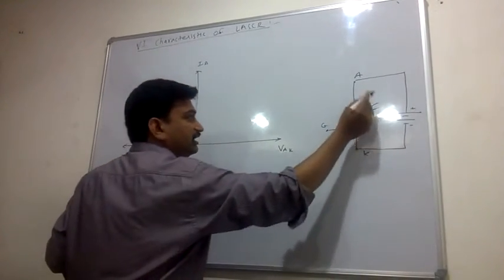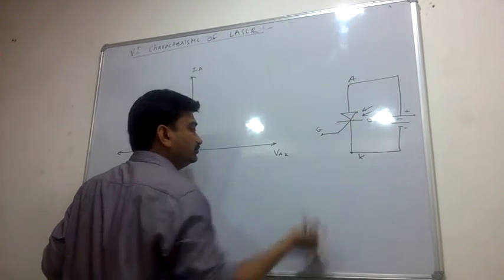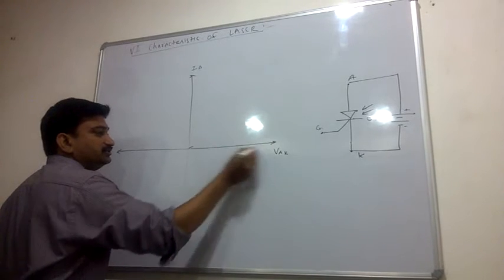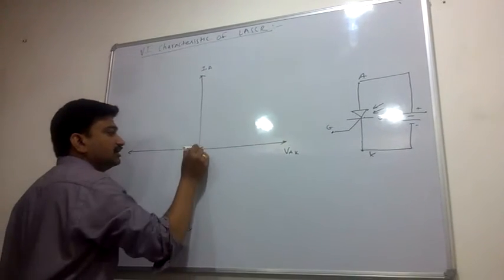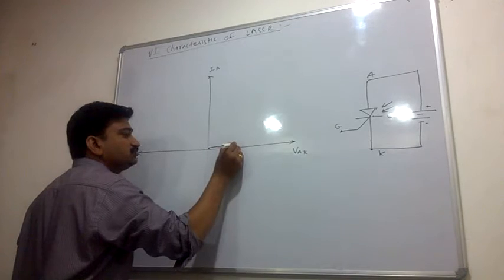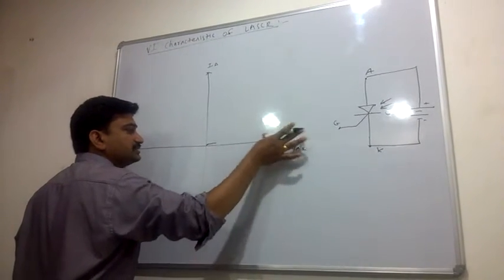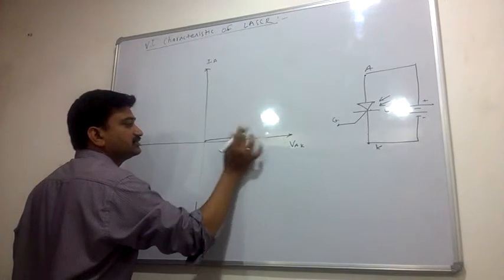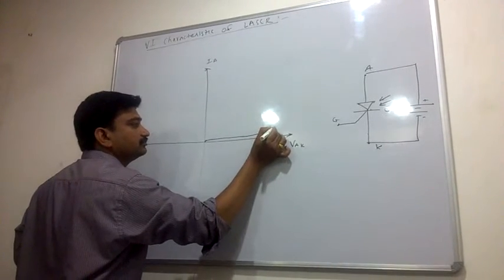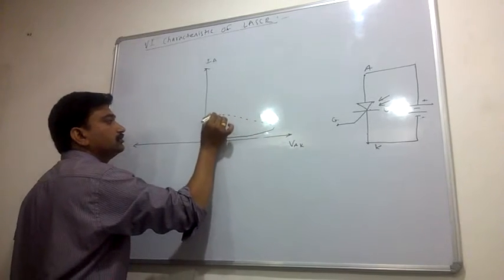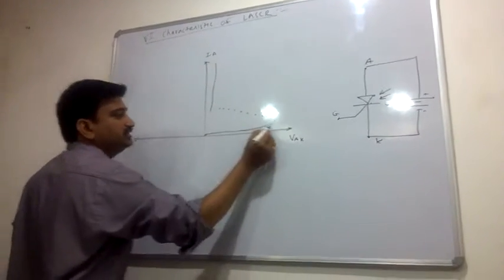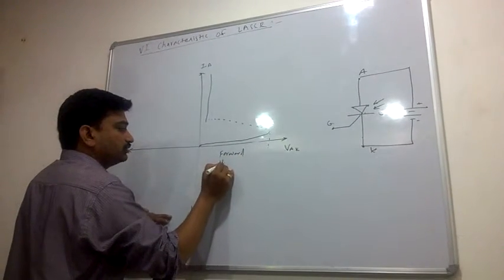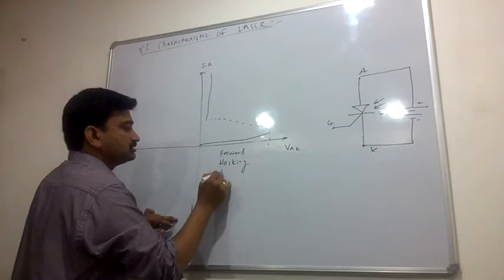Now if the intensity of light is 0 and I plot a graph, it means if I increase the voltage in this direction, then the current will be very small, a leakage current, and at a certain level the SCR will get turned on immediately. This is known as the forward blocking state.